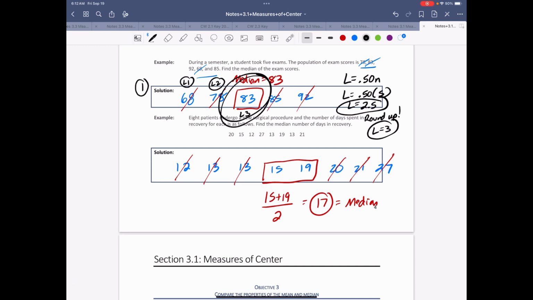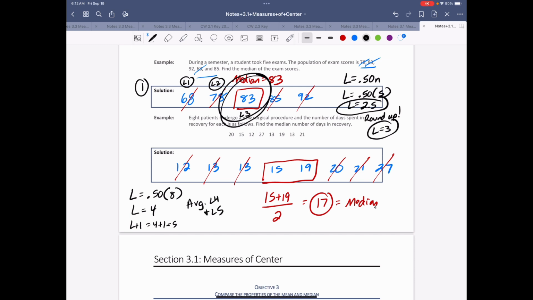I'm going to say, okay, L equals 0.50 times 8. L equals 4. Now, if this was a decimal, we would round up. If it's an integer, you say, okay, I'm going to look at L4 and I'm going to look at L plus 1, location L plus 1, which is 5. So what I'm going to do is average L4 and L5.